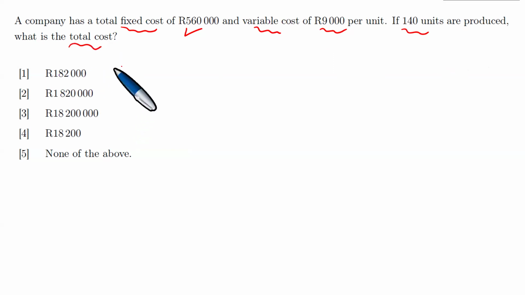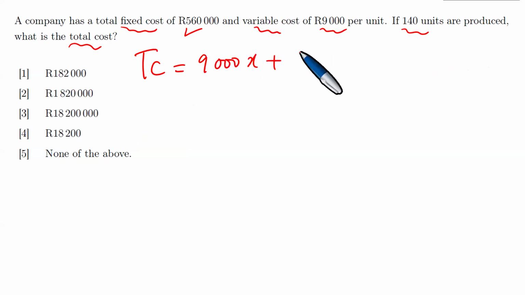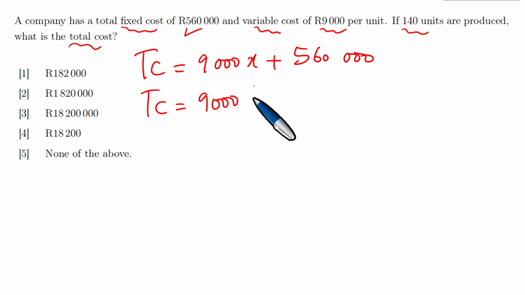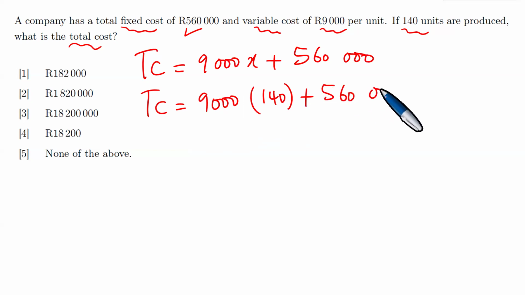Okay, so let's look at this particular question. We're interested in the total cost. The total cost is to do with the variable cost of 9,000 plus 560,000. So we have 140 units, which is exactly 9,000 into 140 plus 560,000, which means therefore, if you have 9,000 times 140 plus 560,000, let's see what the answer is.